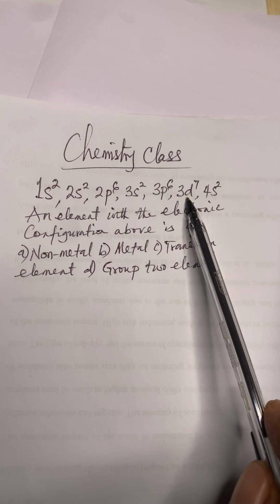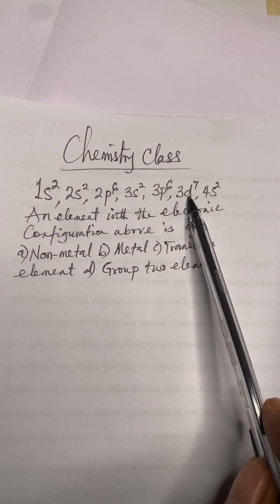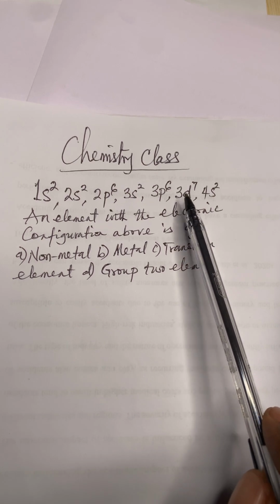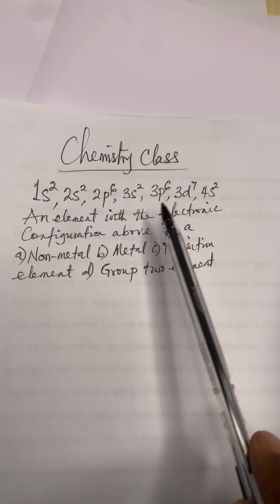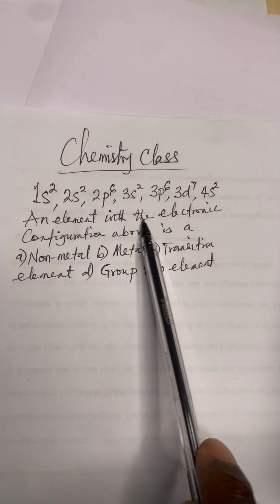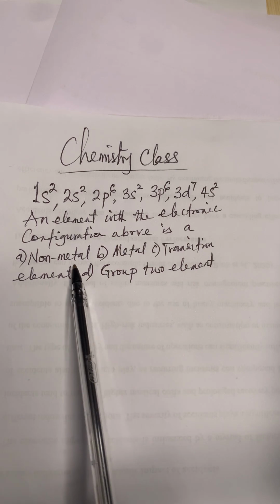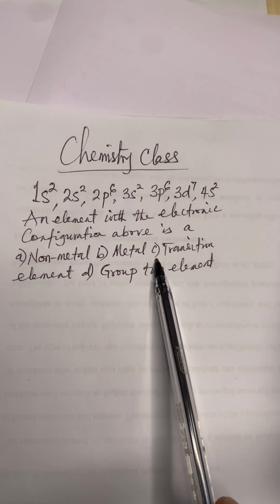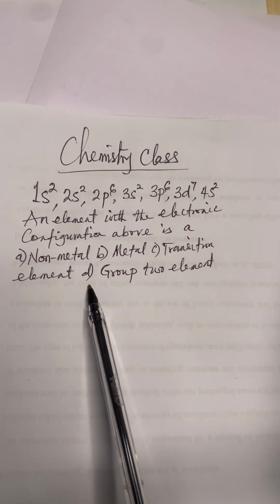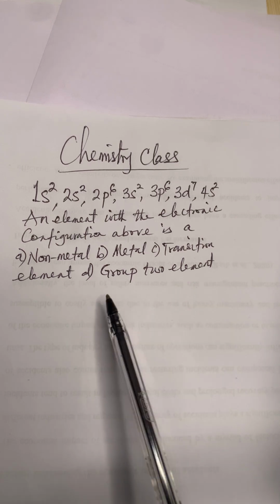Seeing this D group here, or D block rather, is a signal that I can detect the answer to this question easily. They say an element with the electronic configuration above is A, non-metal, B, metal, C, transition element, D, group 2 element. What do you think is the answer?